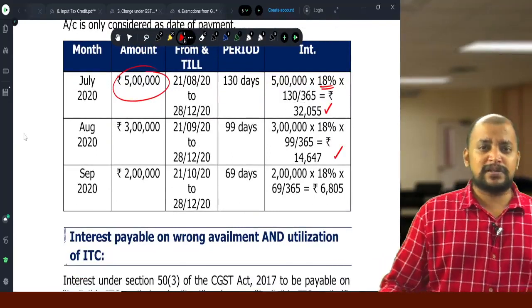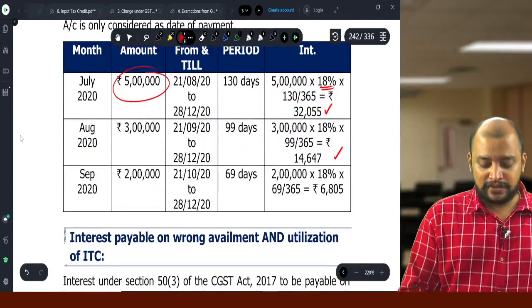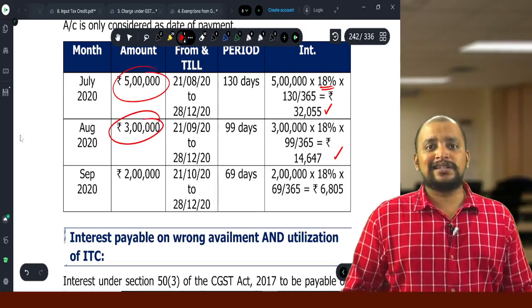Net liability. Again, what is the net liability? The gross liability is 4 lakhs and the ITC is 1 lakh, so the net liability is 3 lakhs. On that, interest is computed.